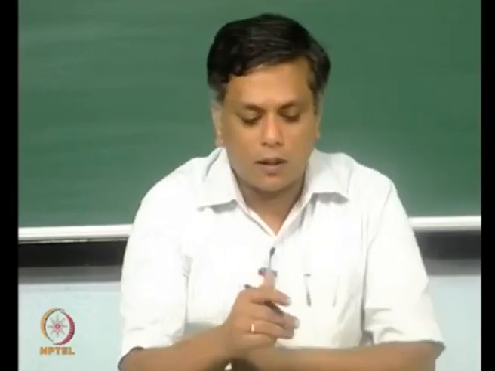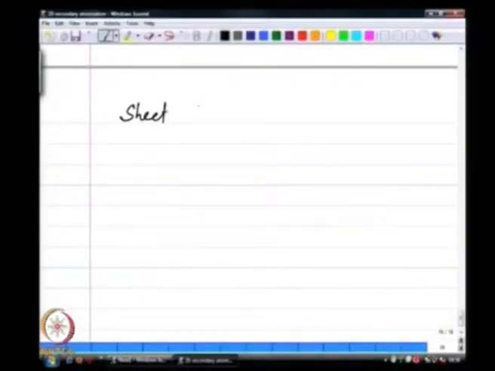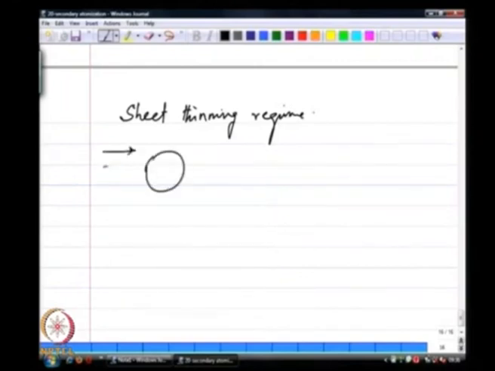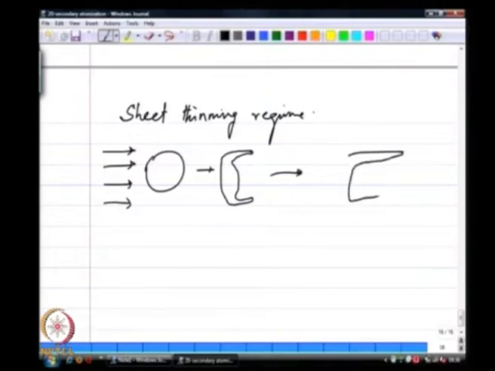Say for example, the simplest case would be, I will take the example of the sheet thinning regime, where I start with a drop in a cross flow. This drop seems to produce a sheet like that. This is further elongated, and then I may have some drops being shed. I want to now write a model of this process. How do I do it?